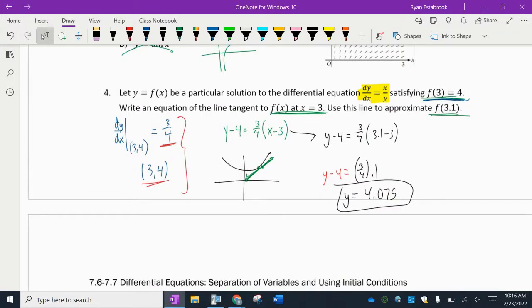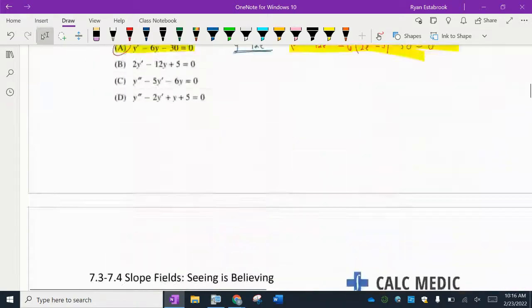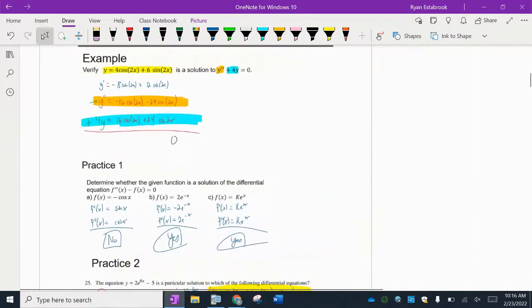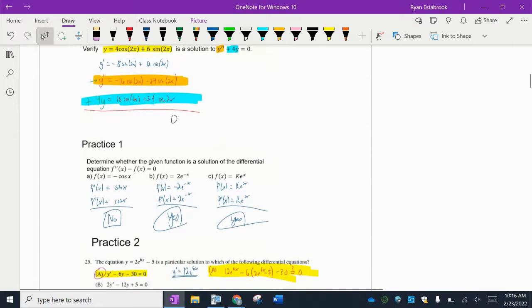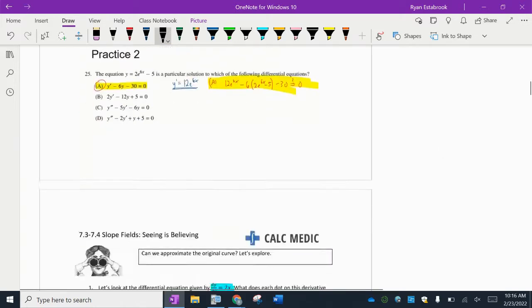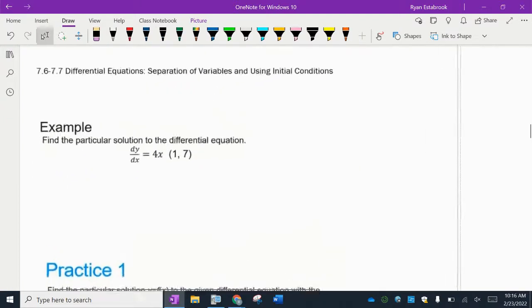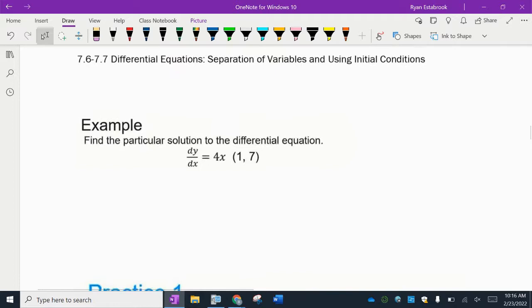So 7172, we had, let me go back real quick. We had the problems where we were trying to verify whether or not the solution works for a specific differential equation, something that might look like this. We got into some slope fields. And I'll say the biggest meat of this section is going to come into a problem like this. Let's get briefly started on 7677 today. Again, here's where the meat of the whole unit is going to be.